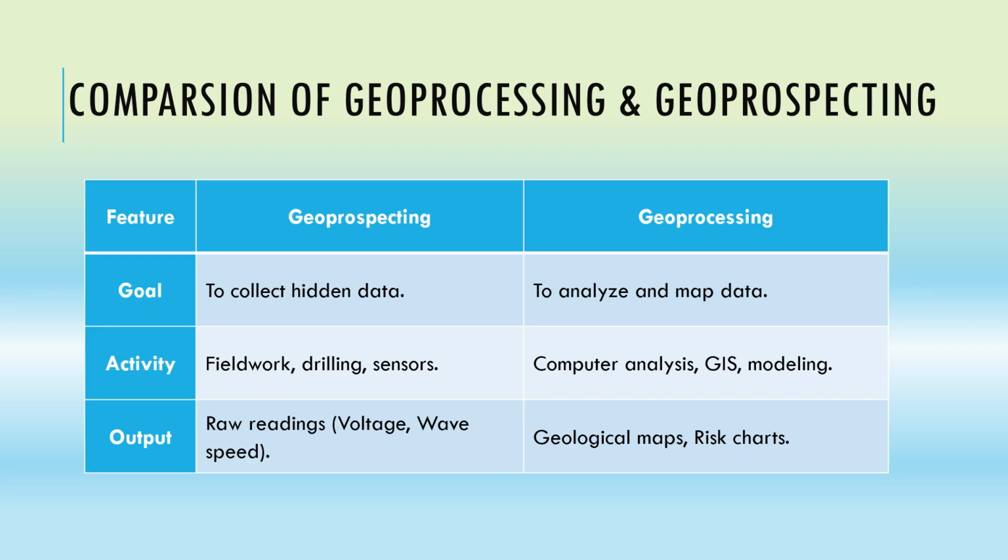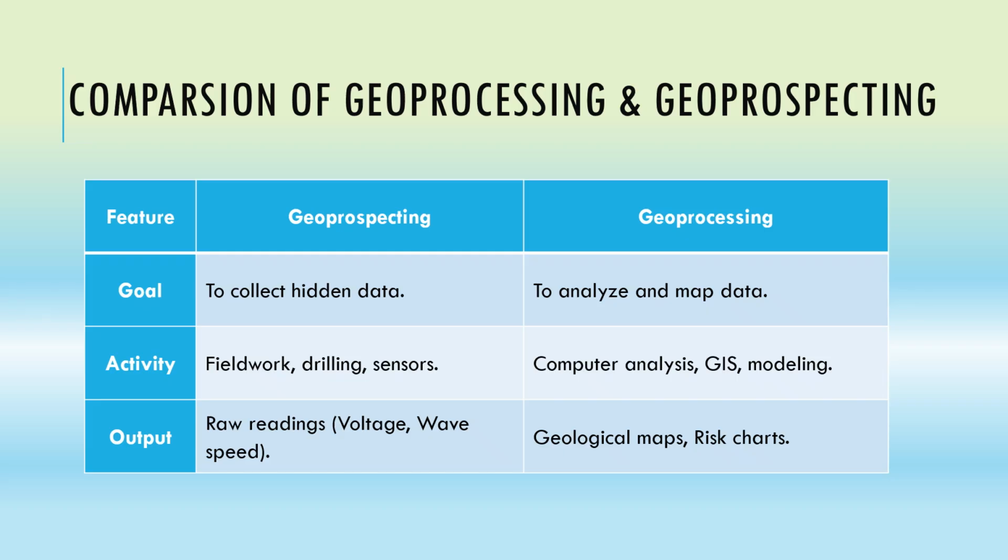The activity is that we have to do field work, we have to do some drilling, and use some sensors. Especially in geoprospecting, when you go into tools like electrical resistivity, we have to keep two electrodes and send signals. One will be used for sending the signal, and the other will be used to collect the signal. Using the signal variations and the frequency, we can know what lies beneath the surface. Like that, we have to do some activities for geoprospecting.